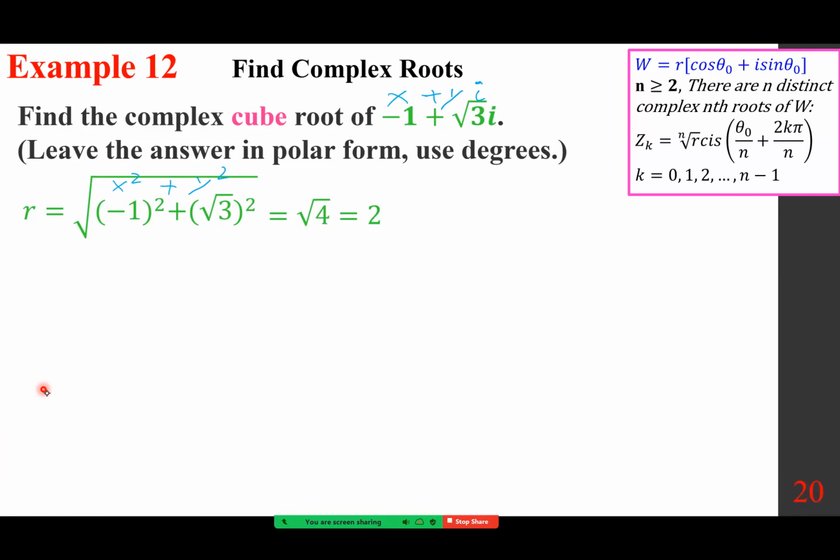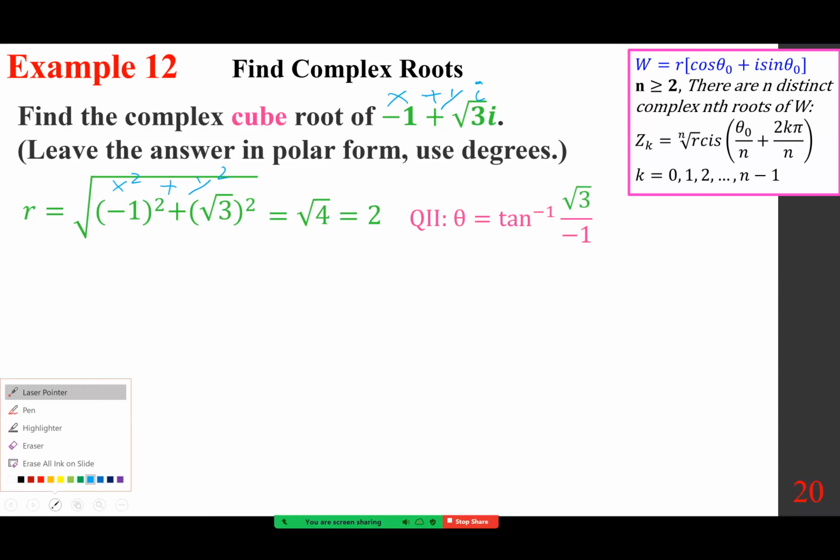So r is 2. Just to remind you. Now let's find theta, which is tan inverse of y over x. Y over x, square root of 3 over negative 1. So this is tan inverse of y over x.